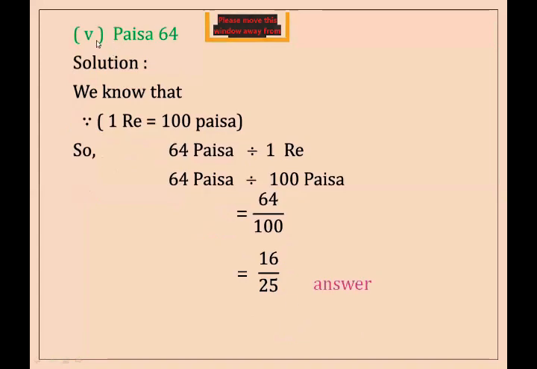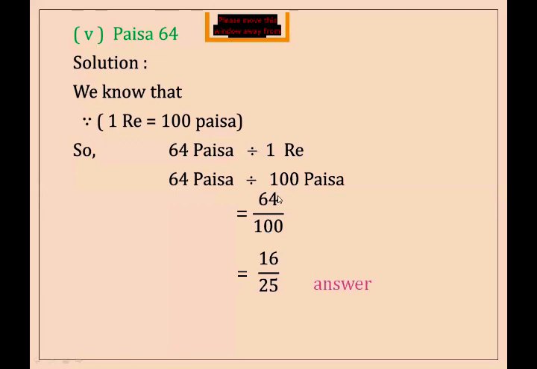Okay, here is the next part from the same exercise. 64 paisa. Solution start. We know that 1 rupee is equal to 100 paisa. 64 paisa is divided by 1 rupee, so 64 paisa is divided by 100 paisa. This 1 rupee is converted into 100 paisa. Now here we write this in fraction form, 64 upon 100.